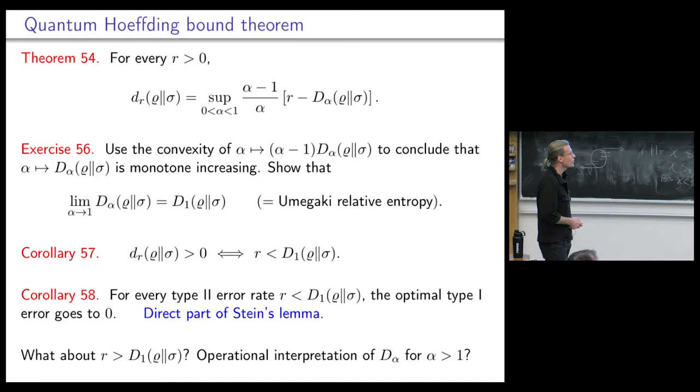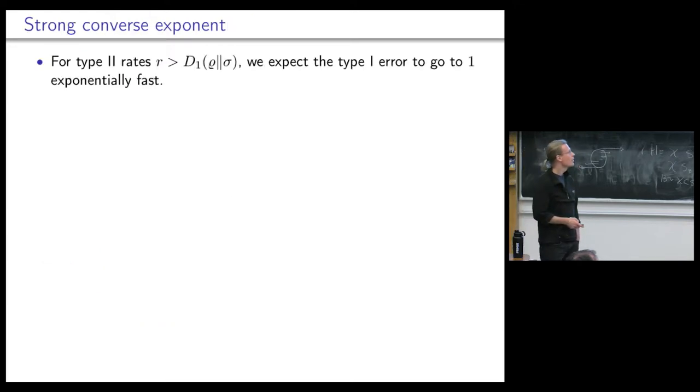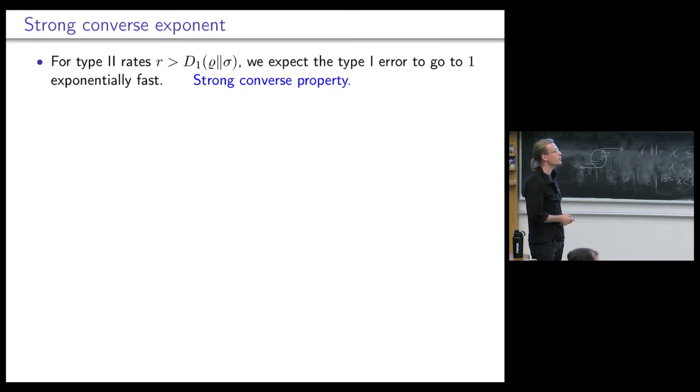And then you might ask what happens when the rate is larger than the relative entropy. And the related question is: is there an operational interpretation for the D alpha for alpha larger than 1? Because here we only considered alpha between 0 and 1. Okay. So what we expect from wisdom from classical statistics is that if the rate for the type 2 error is larger than the relative entropy, then the type 1 error will not go to 0, it will actually go to 1. Okay. And it will go to 1 exponentially fast, and this is called the strong converse property.